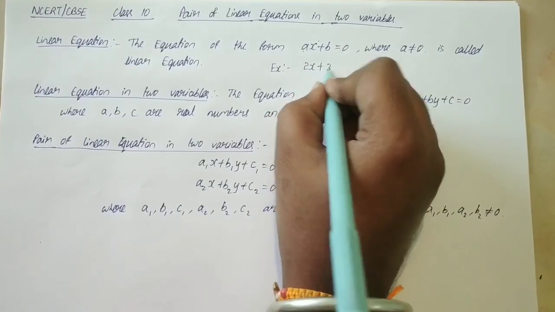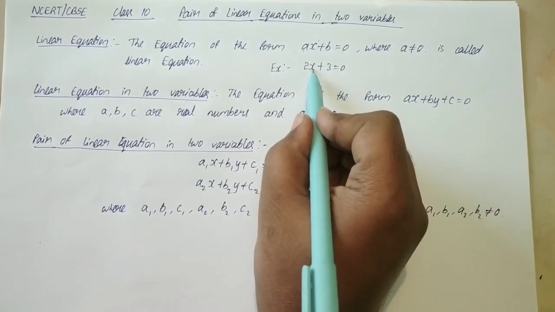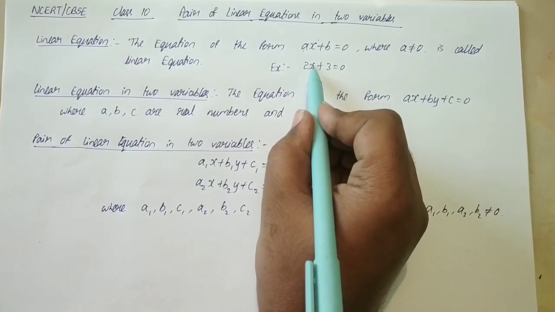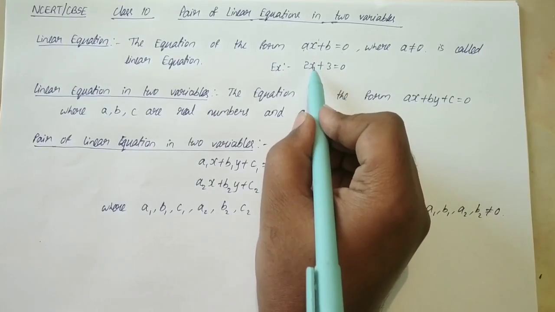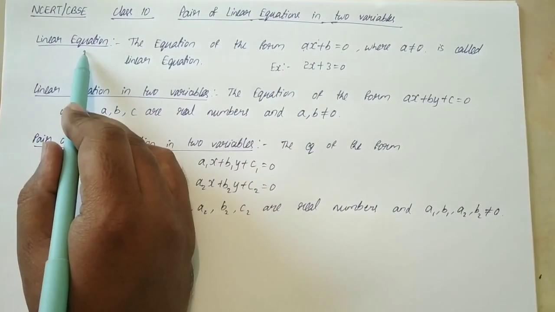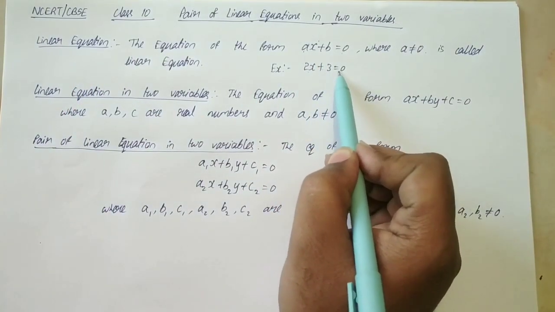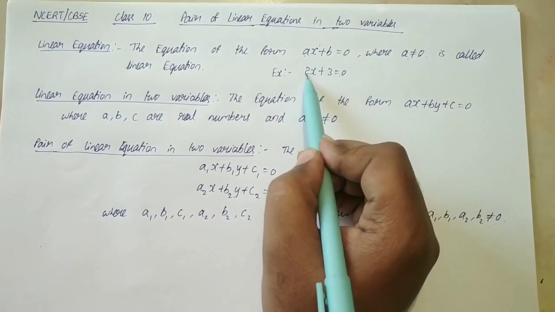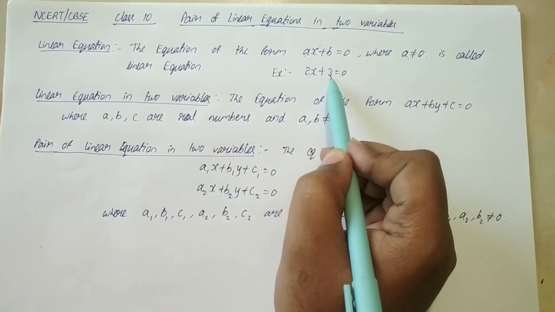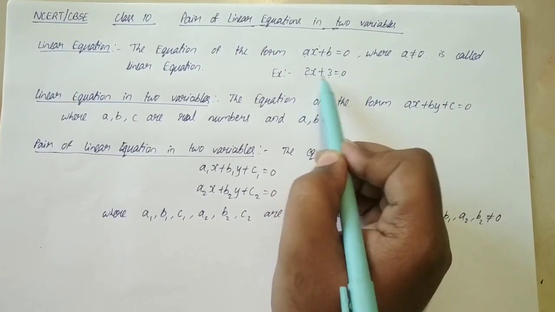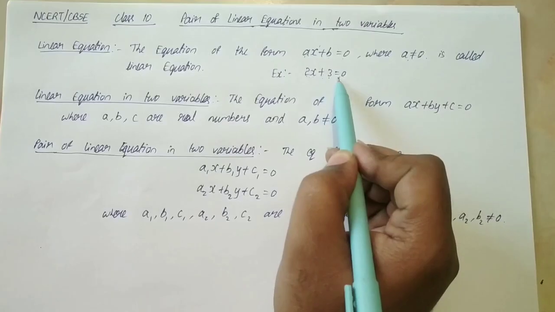2x plus 3 is equal to 0. So here the highest power is 1, right? If the highest power is 1, then that equation we call a linear equation. So it is in the form of ax plus b is equal to 0, right? The value of a is 2 and the value of b is 3, so it is in the form of ax plus b is equal to 0.